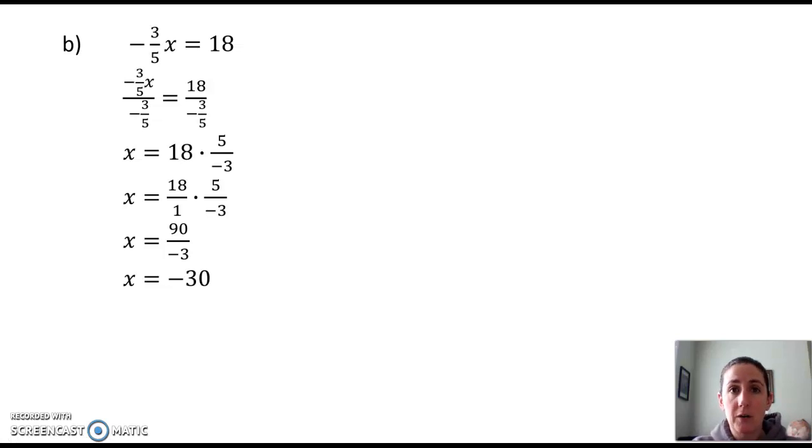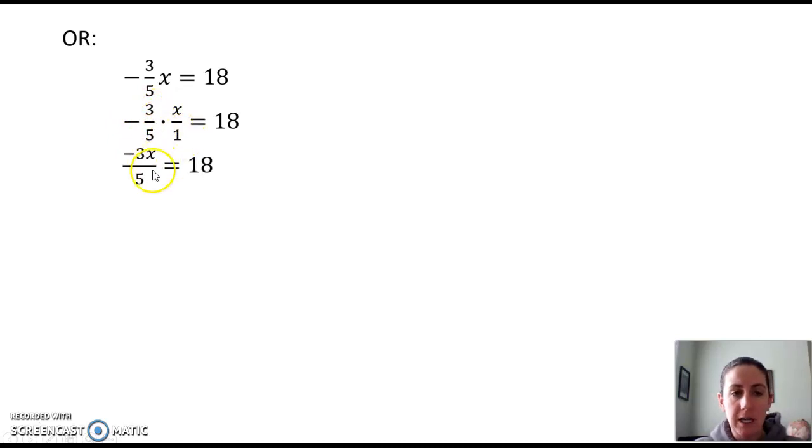There's another way to solve a problem like this. Look back at the original problem, negative 3/5 x equals 18. This x is really x over 1. So we can write that as a fraction and multiply negative 3 times x, 5 times 1, and we get negative 3x over 5 equals 18. Now we can solve this in 2 steps. Get rid of the dividing by 5 by multiplying both sides by 5. Then we'll divide both sides by negative 3, and notice we get that same answer of negative 30.